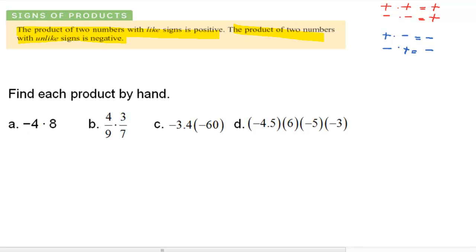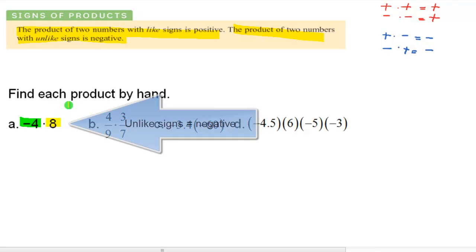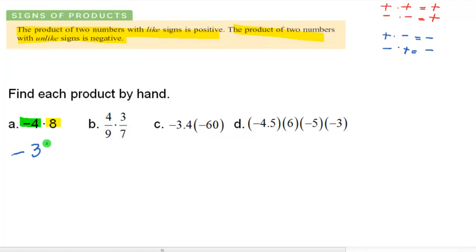Okay, so let's try some of these examples. In the first example, we have a negative 4 times a positive 8. So we have unlike signs, which means that our answer is going to be negative. And 4 times 8 is 32. So our answer is negative 32.